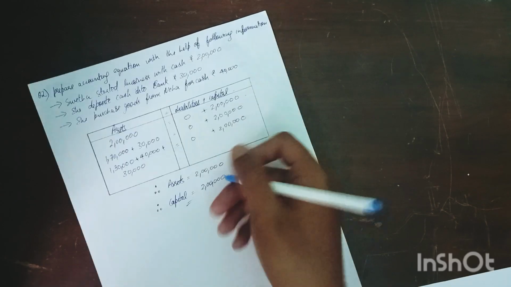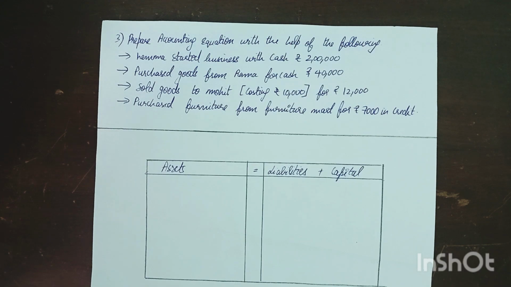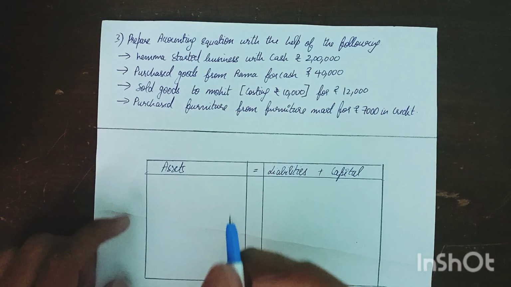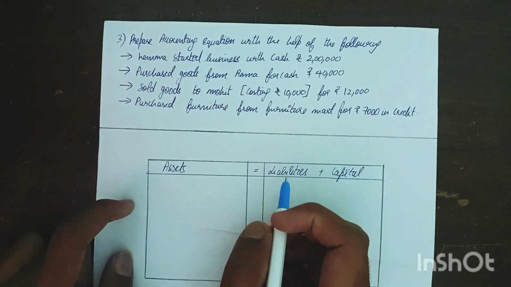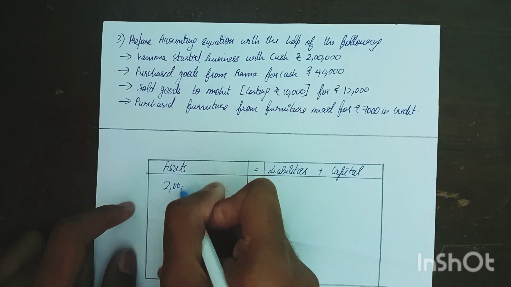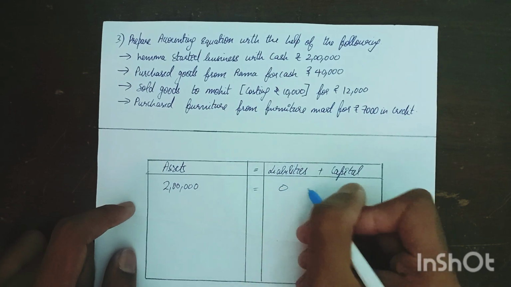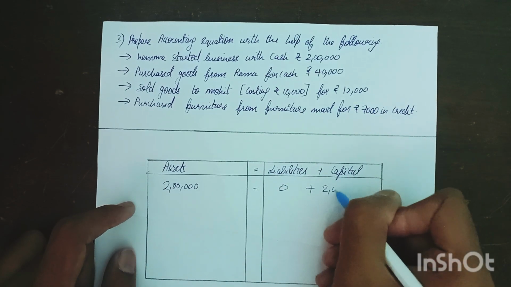It's proved. Now let us go to our next sum where we have liabilities and assets and capital also. So let us go to the next question. Prepare accounting equation with the help of the following. Hema started business with cash 2 lakh. So we'll write 2 lakh in asset side as cash is an asset, liabilities 0, capital 2 lakh.